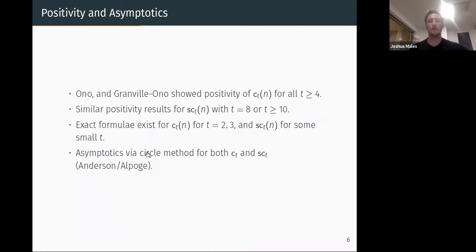Okay, what else do we know? We know asymptotics via the circle method for both CT and SCT. So this is by a paper of Anderson and a paper of Albuquerque. So we know vaguely how these things grow.